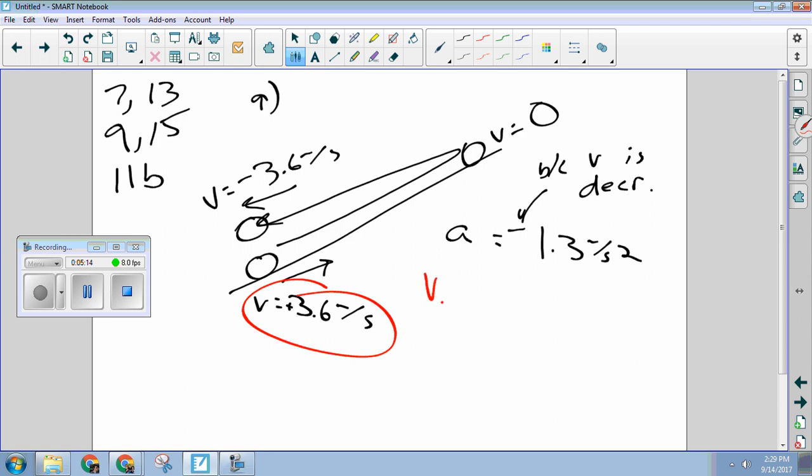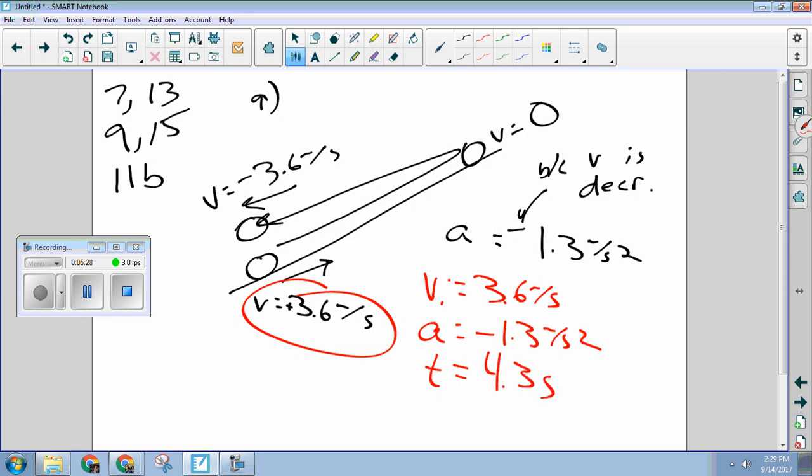So my initial velocity for this problem is 3.6 meters a second. My acceleration is negative 1.3 meters a second squared. The time is, what did I say, 4.3? 4.3 seconds. And what are we looking for, you guys? Final velocity. I want the velocity at the end of that amount of time. Make sense?